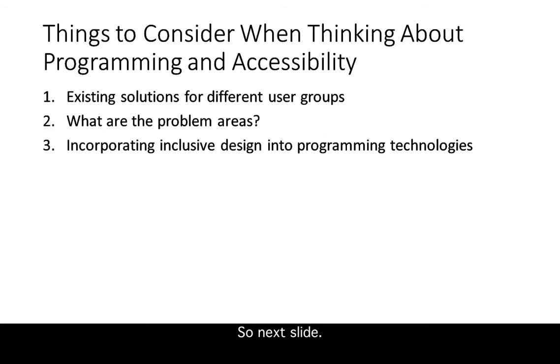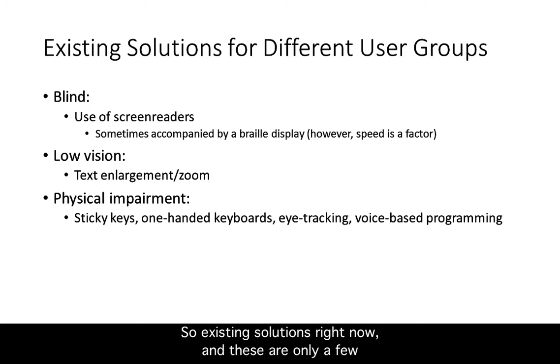Next slide. So existing solutions right now, and these are only a few that I've got on this slide, and there are others, can be broken down by functional ability, to break it down one way. So, for example, someone who's blind, as Richard mentioned earlier, might use a screen reader, right? And they might also use a Braille display, although some folks are more comfortable with Braille. There's Braille literacy issues as well. But these are some very common tools that are used by, let's say, a blind developer.